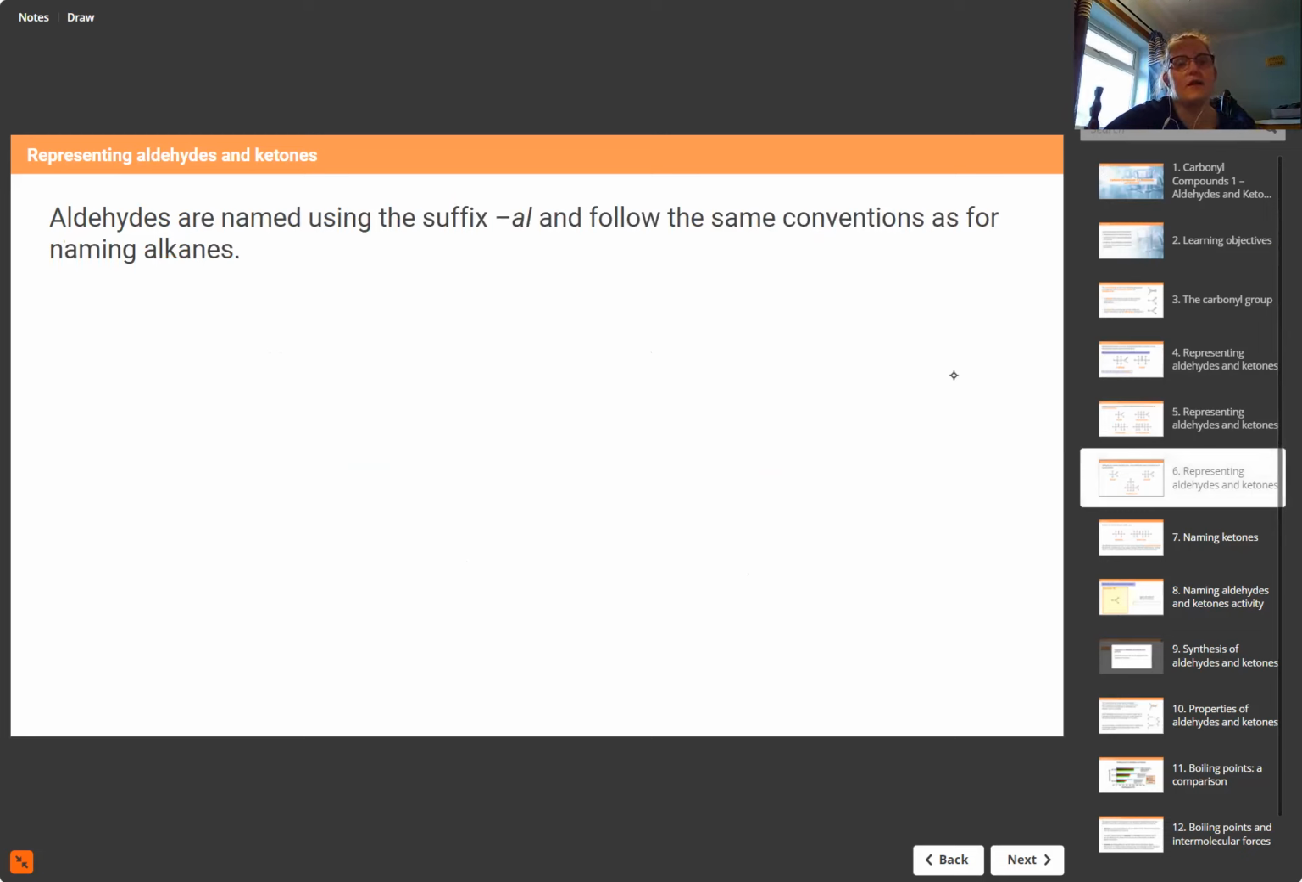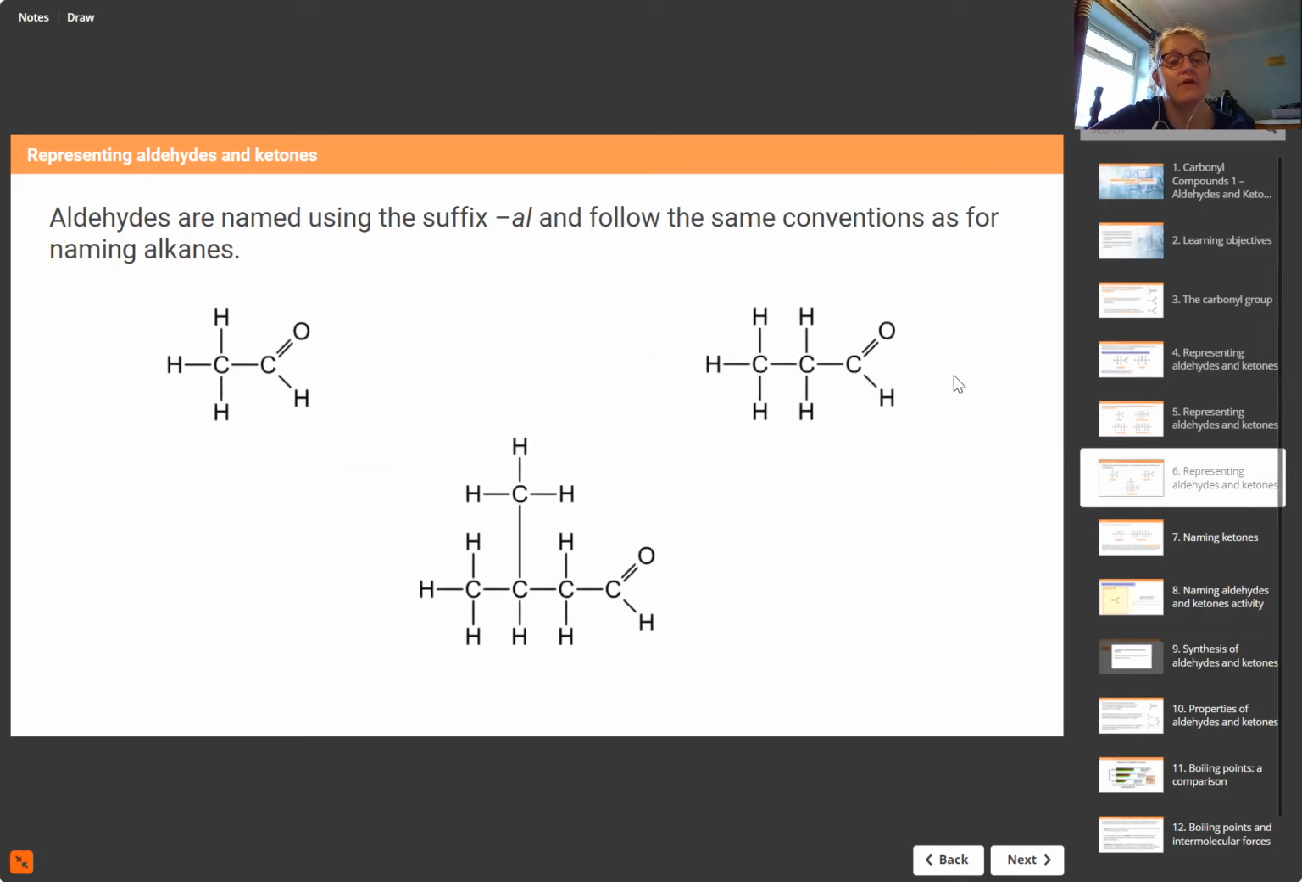So very, very similar to how we talked about things before. When we've got organic compounds, they have a suffix that allows us to know what type of molecule it is. So aldehydes, we name them using the suffix -al and follows the exact same conventions as when we name alkanes. So for example, this is ethanal, eth because we've got two carbons, al because it's an aldehyde.